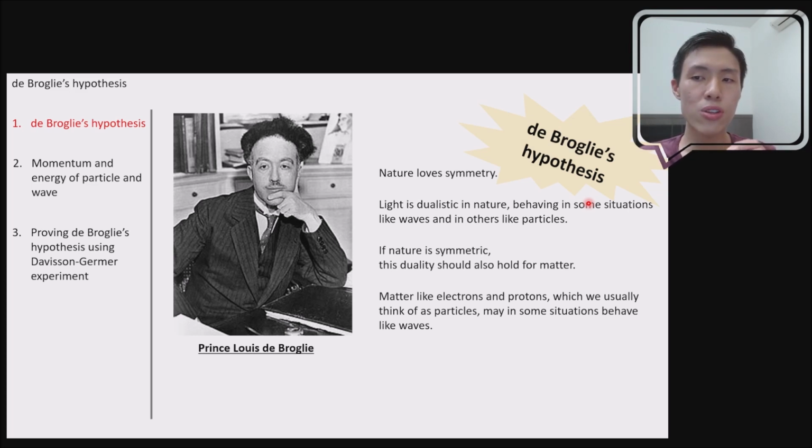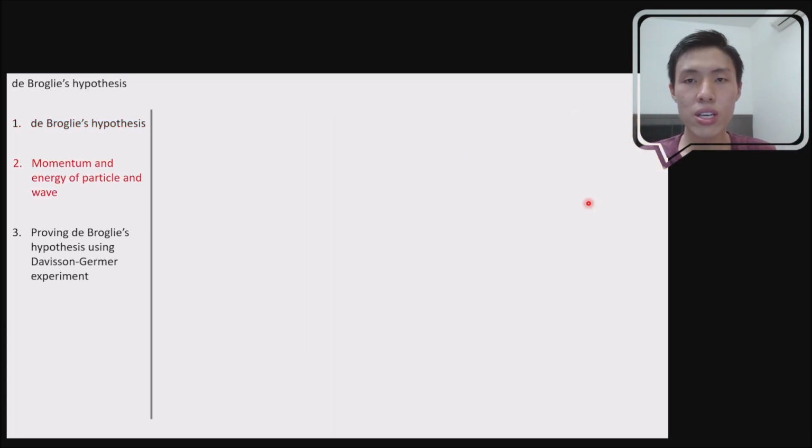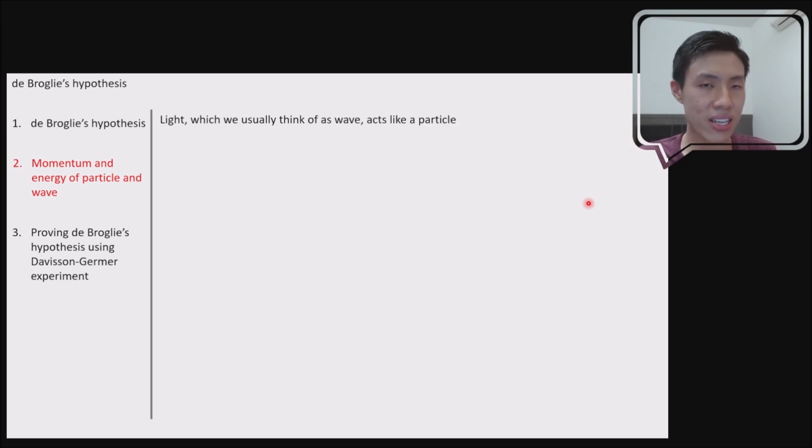Now we are going to move on to talk about an equation that relates the particle properties of matter with the wave properties of matter. One single equation will be able to relate the particle properties and the wave properties of matter. To give you a rough overview, I'm going to introduce some equations that are out of syllabus, but it's good to give you a rough idea of how we talk about this kind of modern physics equation. So light, which we usually think of as a wave, acts like a particle when it involves emission and absorption.